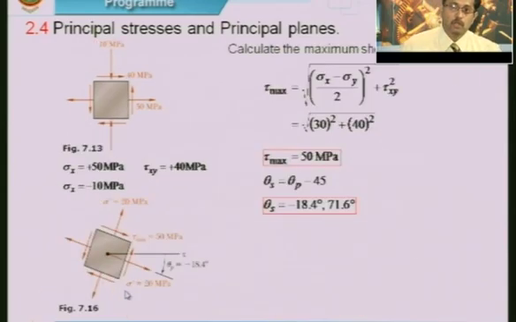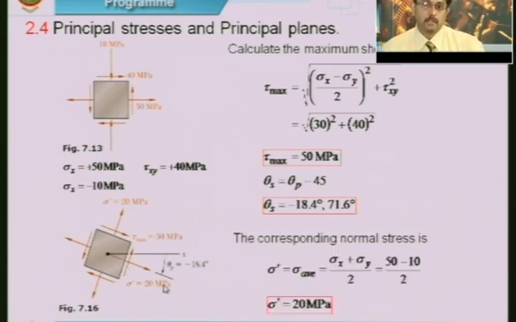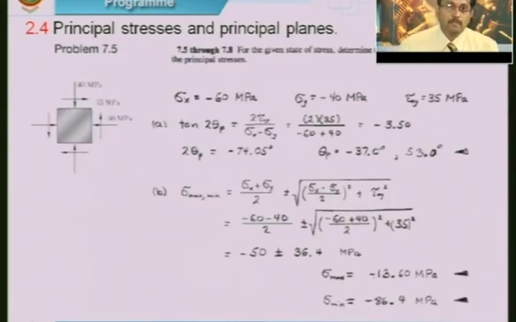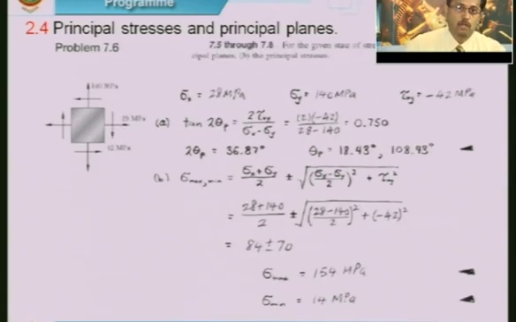Then we also looked at the maximum shearing stress, which is given by this, and the stress block for the maximum shearing stress and the corresponding normal stress acting on that plane, which is given by this. In the second problem we found the principal plane and the principal stress values. And we have solved these 2 problems also today.